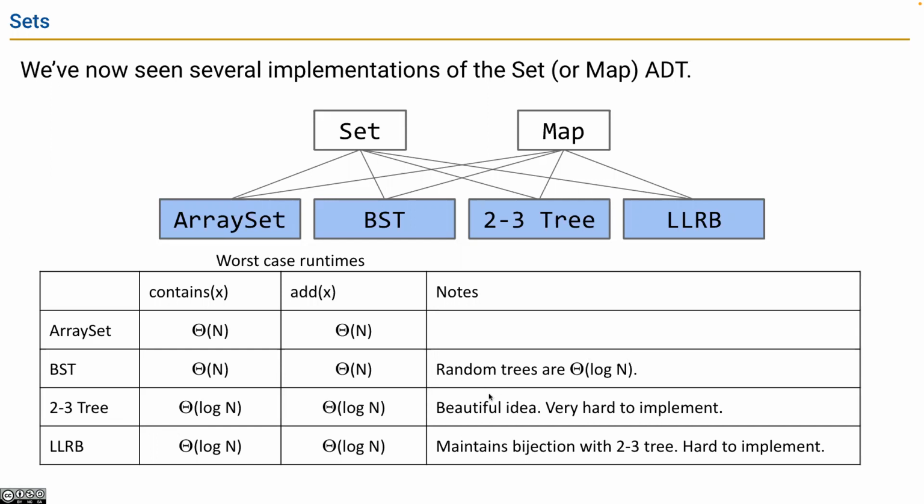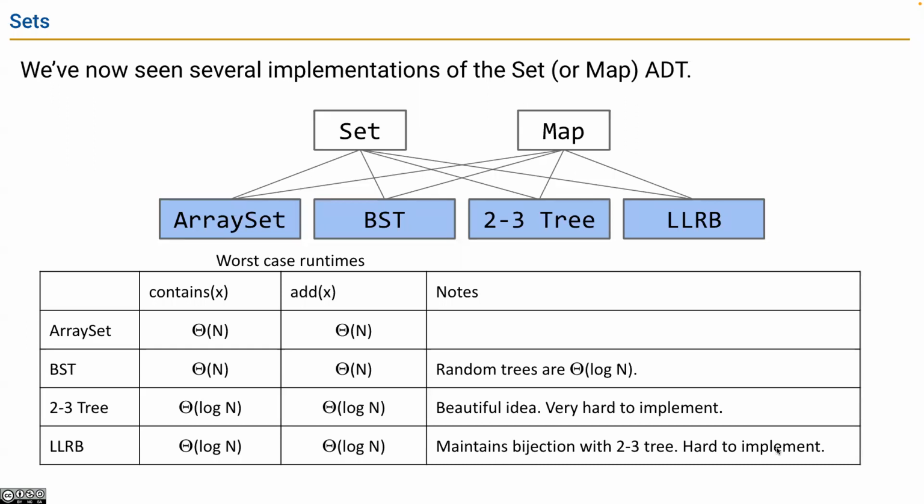2-3 trees were a beautiful idea, but they're really annoying to implement. And LLRBs are cool because they maintain a bijection with the 2-3 tree. The reason that we even went to the trouble of inventing the 2-3 tree was so that we could invent the left-leaning red-black tree. These are hard to implement, but it's only 3 lines of code. It's hard to actually think it through and make sure it works. It could take many hours, but it's a nice, simple piece of code. Questions about our framing? Yes.